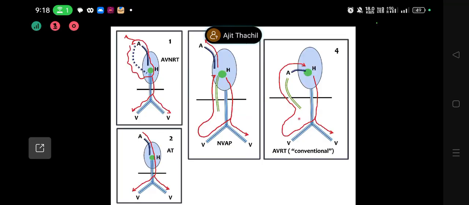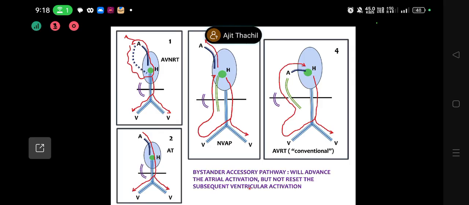So all you need to do is measure the VH interval after the PVC and the VA interval after the PVC. If the VA interval is early and the VH interval is similarly early, this means it is a conventional accessory pathway. If the VH interval is early, but the VA interval is not early, it is a nodoventricular accessory pathway. So I hope we got that much, because now we are going to the next concept.